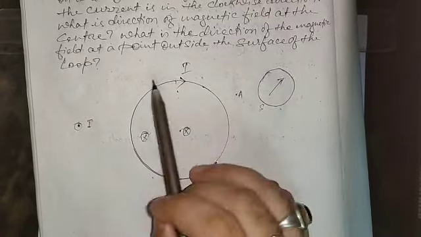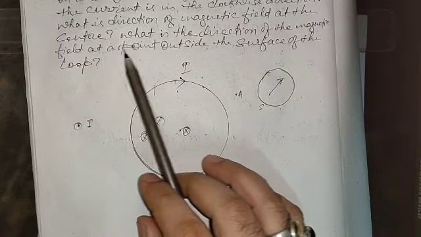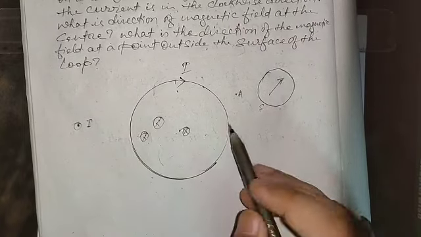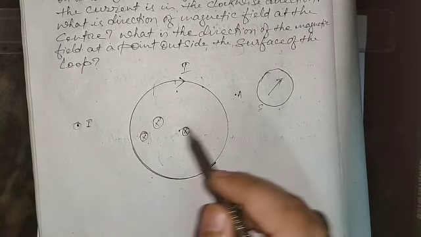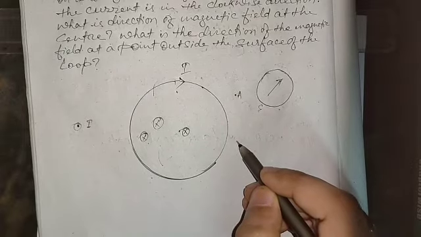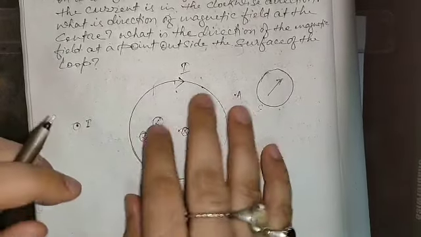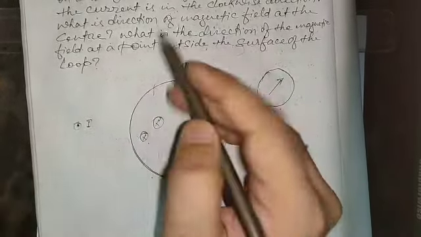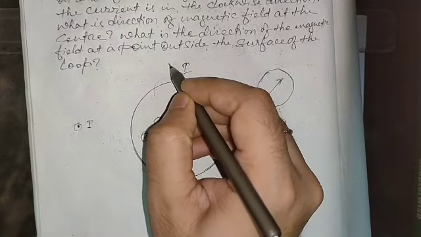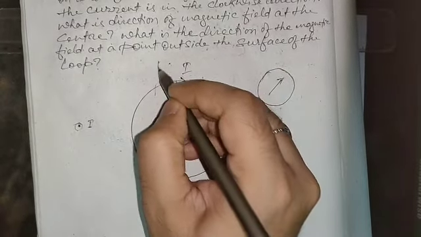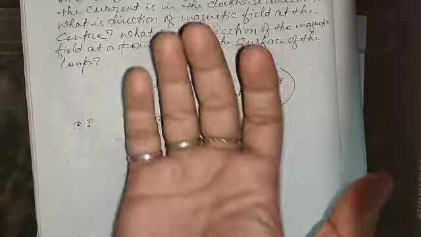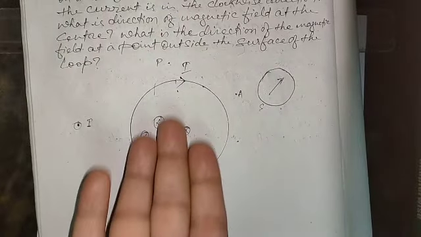Okay, and next it is asking what is the direction of the magnetic field at a point outside the surface. So any point you can take, let us suppose this point also, any point you take. First of all, take a point over here only. We are taking a point P over here. So the field is moving like this, and it is coming like this. Okay, it will go up.